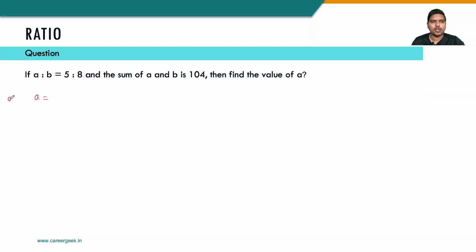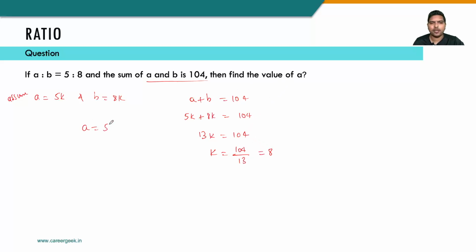So what values will we assume? A corresponds to 5k and B corresponds to 8k. And the condition given is the sum of A and B is 104. So I'll not think, I'll just substitute and solve for the constant. So 13k equals 104, divide by 13, and if you solve, you get k is 8. Find the value of A. A is 5k.